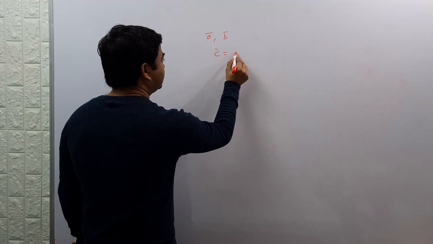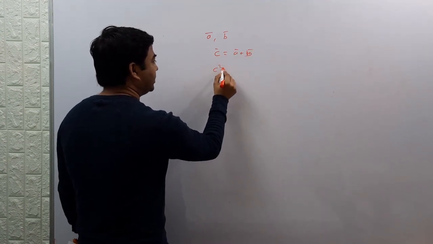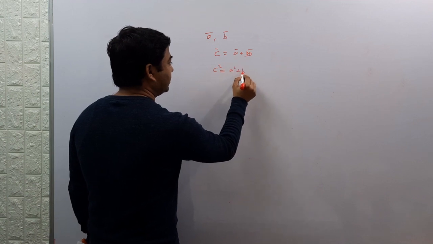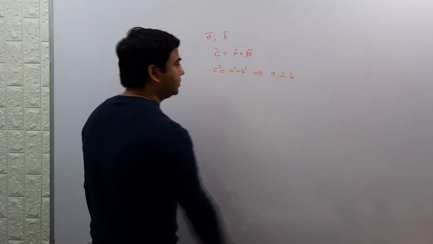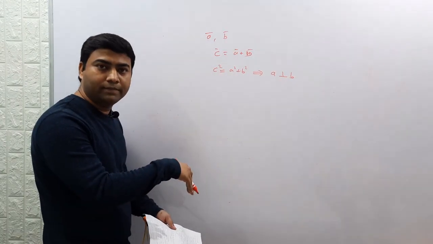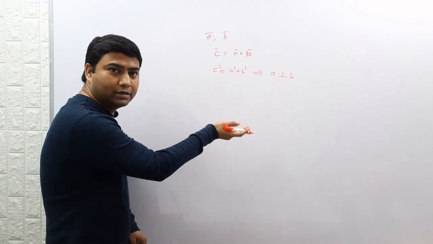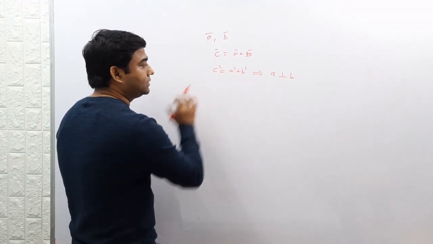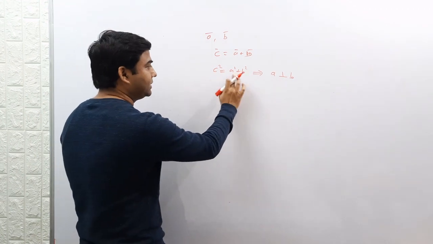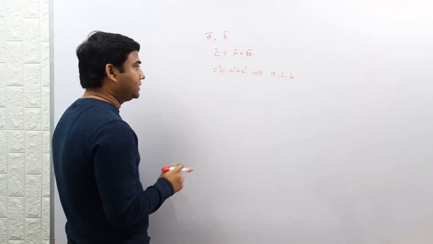If their resultant vector C is written like this, and C square is equal to A square plus B square, this means vector A and B are perpendicular. You can also see it the opposite way, as we have earlier discussed, that for perpendicular vectors, the resultant vector is given by this. If the resultant vector is this, then A and B are perpendicular vectors.